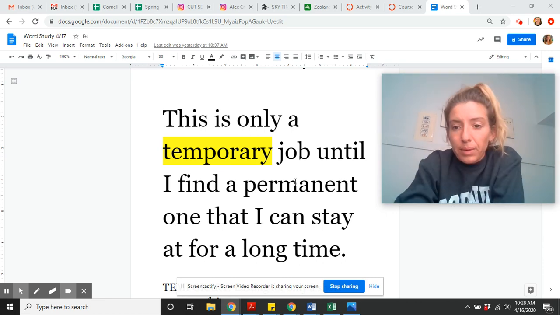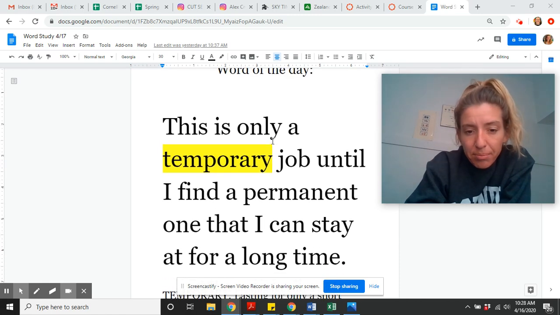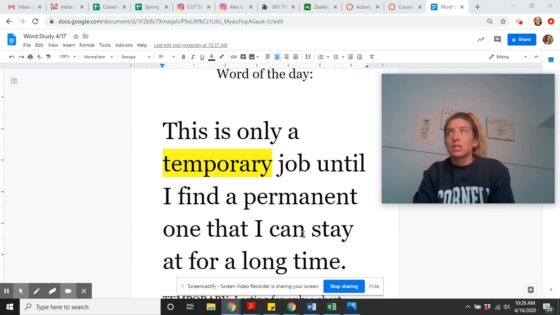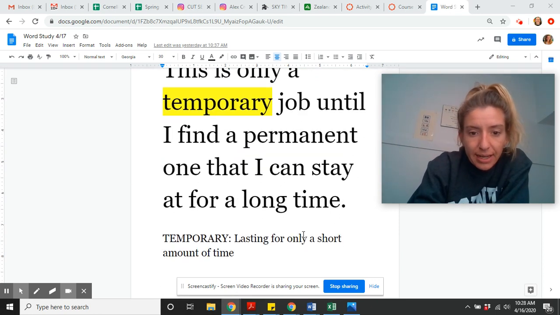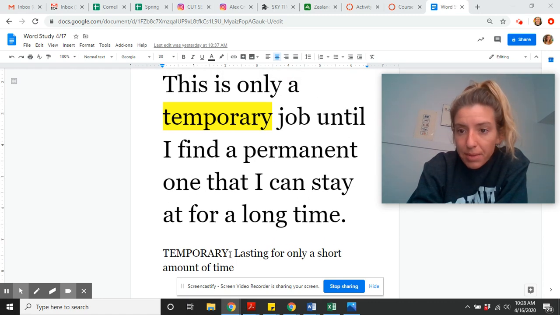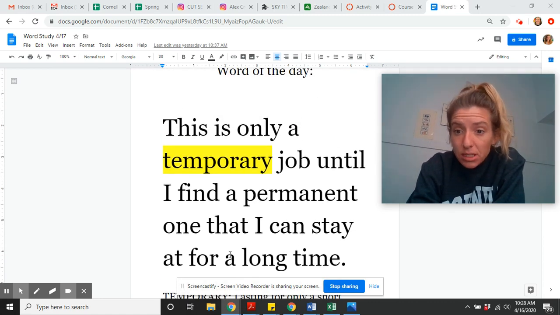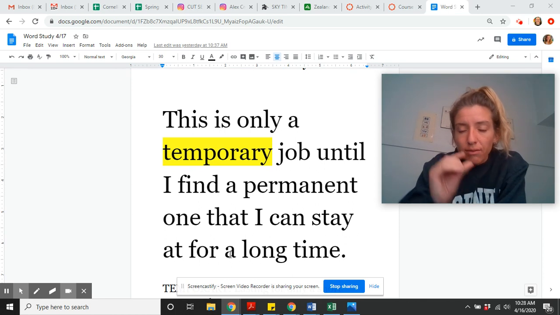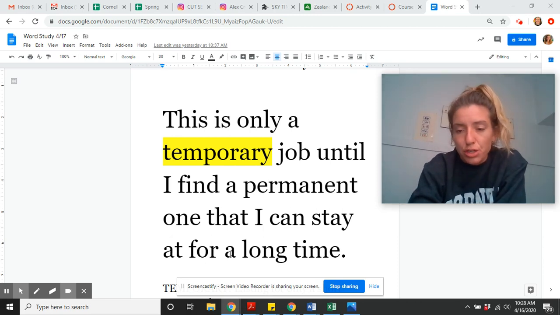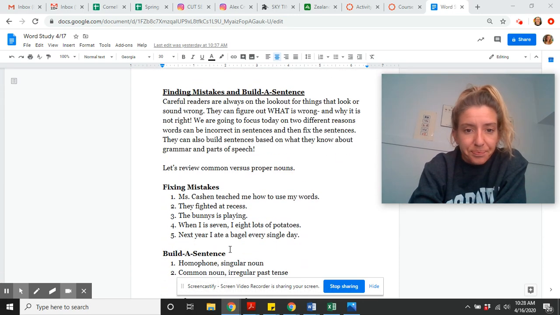All right. Well, when I look at the sentence, I see, okay, this is temporary until I find a permanent one. And I know permanent means that you can stay there for a really long time. So temporary must mean something that's not permanent and just for a short time. That's right. And temporary means lasting for only a short amount of time. So if I say this is a temporary solution, it means it's just a solution for a little bit of time. If I say I'm going to live in a house temporarily, it means I'm not going to stay there for a long time. It's just for right now. We'll come back to it later.